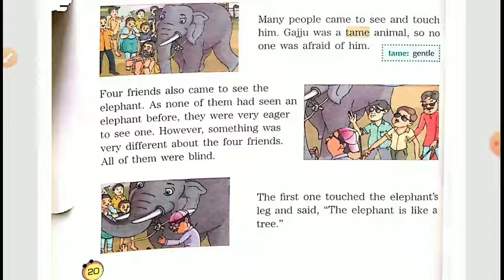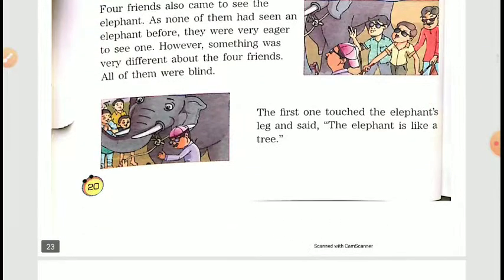They were all blind. They were unable to see. Now, out of curiosity, the first one touched the elephant's leg and said, "The elephant is like a tree." Just keep in mind that he's touching only one part of the elephant's body, and he's framing the opinion that the elephant looks like a tree.